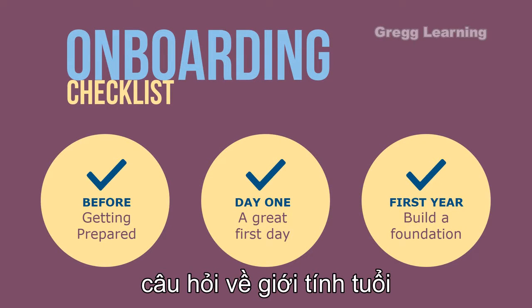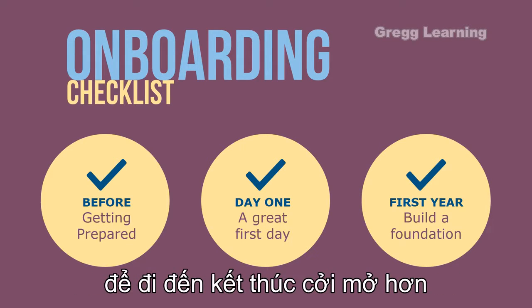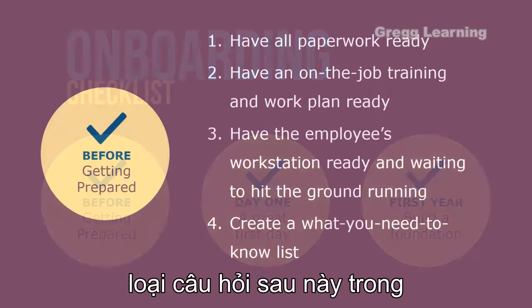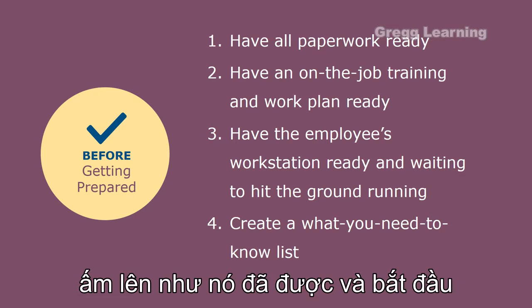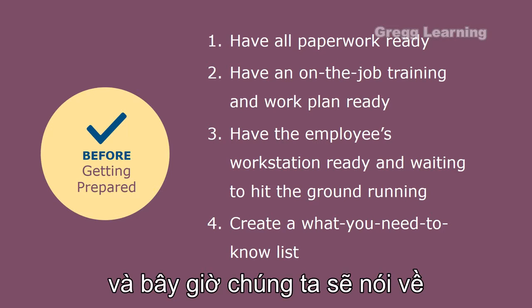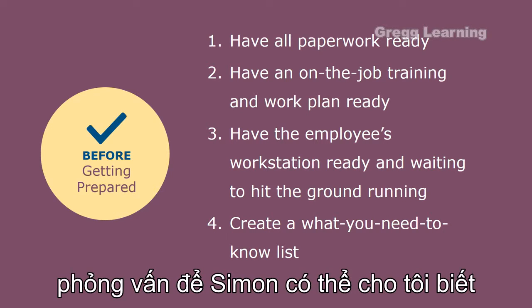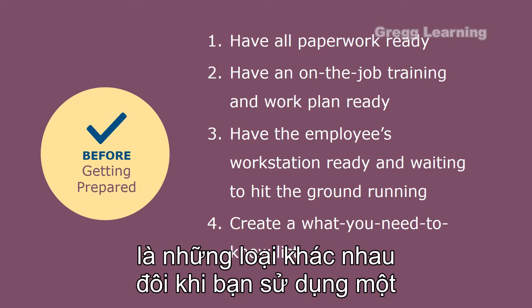Let's take a look at 3 critical areas to cover in your onboarding checklists. Create your checklist as a guide for your onboarding plan that covers experiences before arrival, on day 1, and beyond. Before arrival, have all of the paperwork ready. There's tons of paperwork for new hires, W-4, I-9s, etc. Consider online HR software to streamline this process. Have an on-the-job training plan and work plan ready. What will the first day, 30, 60, or 90 days look like in terms of expectations and work projects?